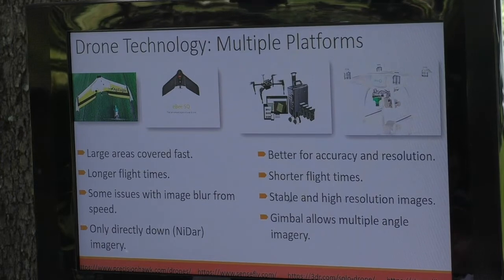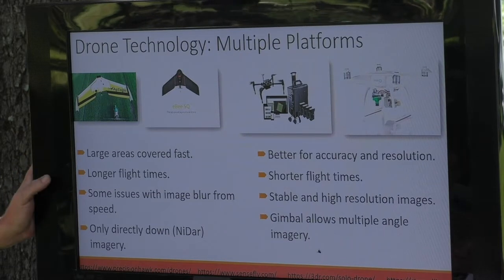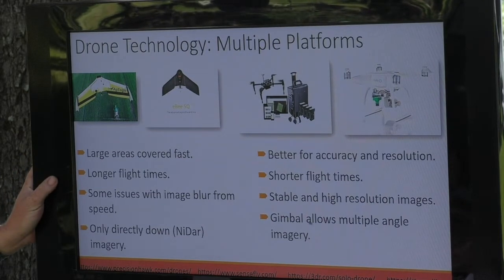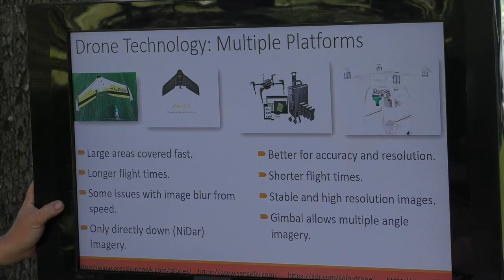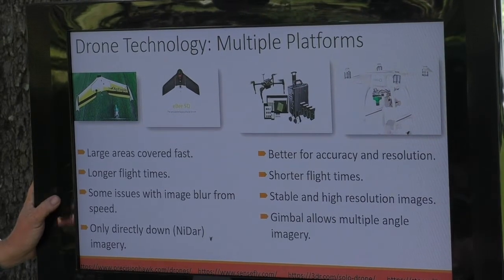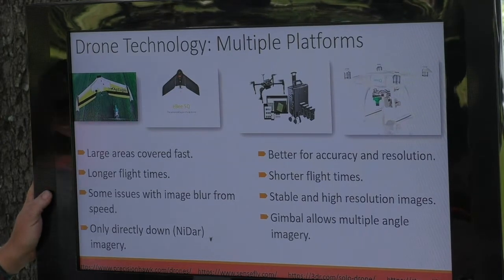There are two different types of general platforms or types of drones. The first one is a fixed wing, so just think of a regular airplane. They cover really large areas fast, and they have really long flight times, almost 45 minutes, which is pretty long for one battery. There can be some issues with image blur from the speed, and they only look down, and we call that nadir. You can't adjust it like a gimbal, which I'll talk about in a second. The other thing is you hand launch these, and I guess you hand land them. I'm not sure how exactly that works, but I'm going to have to Google it now.